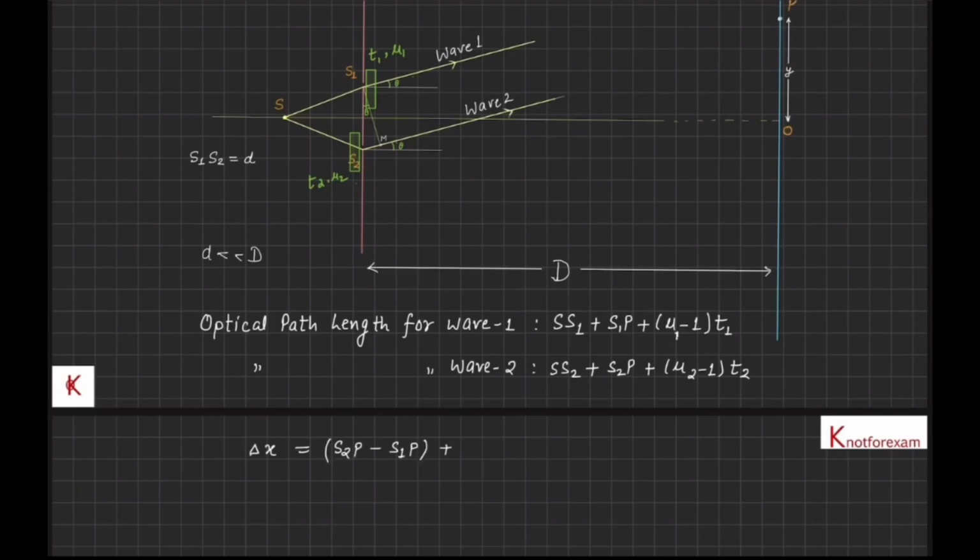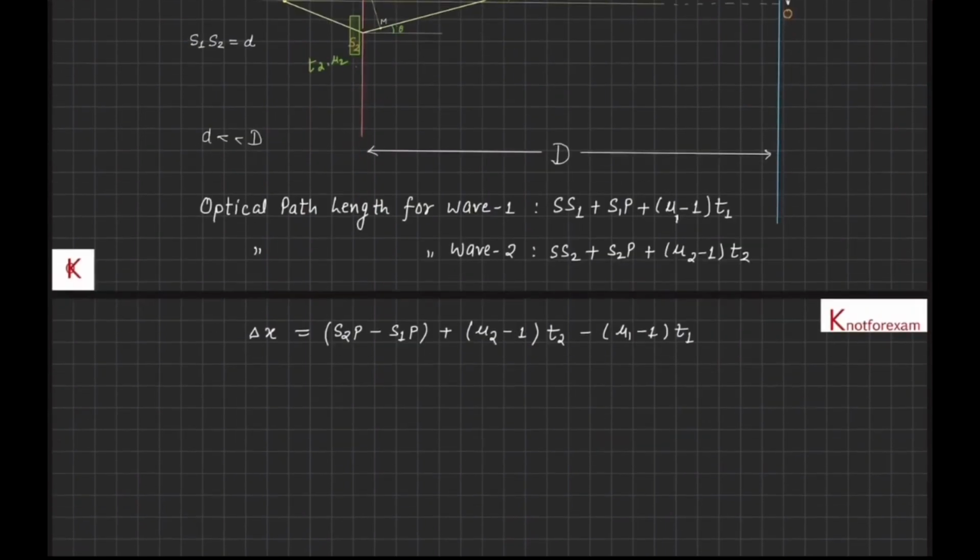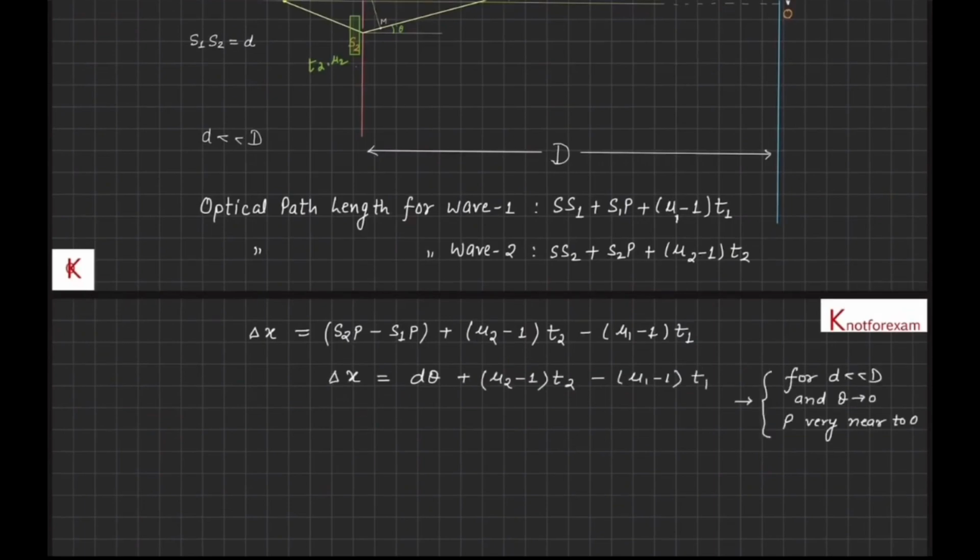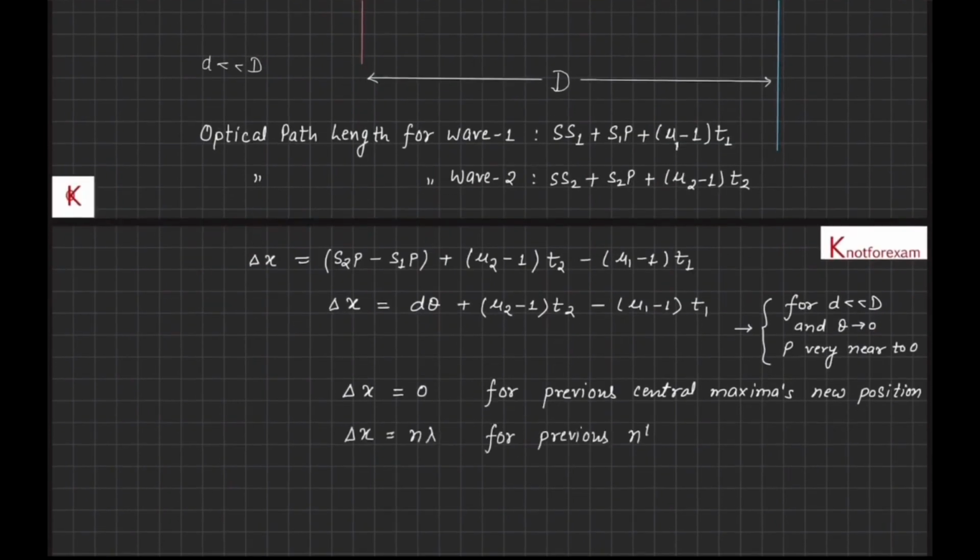Since SS1 is equal to SS2, and S2P minus S1P for d very less than D and theta tending to 0 will be d theta. Therefore, the optical path difference delta x will be equal to d theta plus (mu2 minus 1) into T2 minus (mu1 minus 1) into T1. And for delta x equal to 0, theta gives the angular position of the new position of the previous central maxima, and for delta x equal to n lambda, theta gives the position of nth order maxima.